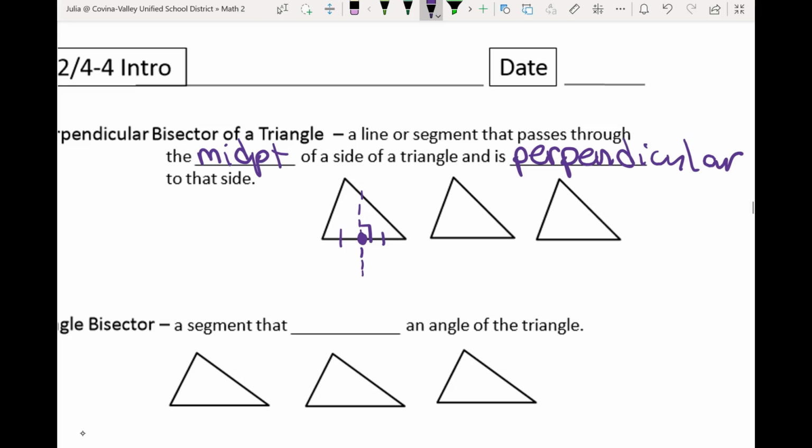Okay, I drew 3 triangles there, so you could see it doesn't have to be only on the bottom. You could have a midpoint over here, and then you could have a perpendicular bisector going through it at a right angle. And you could do it at any of the sides. All you need to do is have a midpoint and a line that goes through that midpoint at a right angle.